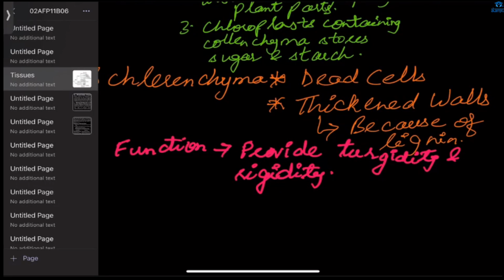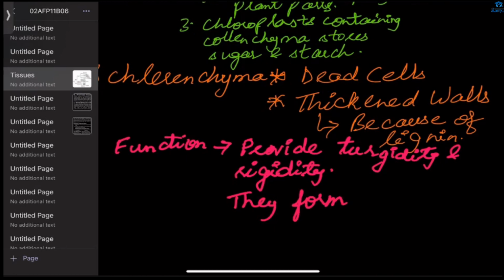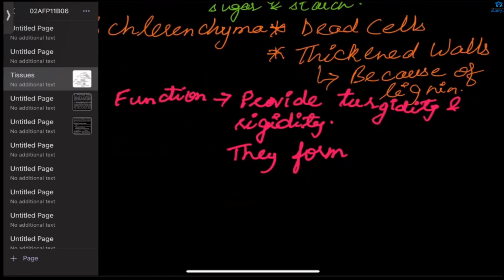Ma'am, I think they form the hard part of a plant, like wood and all. Yes, they form the hard part of the plant. Hard parts like the husk of coconut, or we can say some fruits like nashpati. What do we say nashpati? That hard, whenever we eat that nashpati, it is a little bit hard to crack.